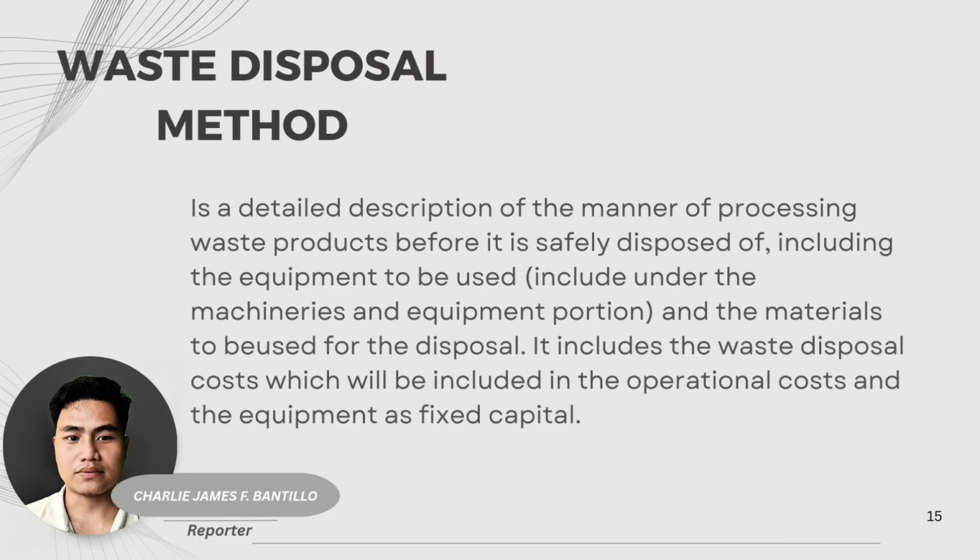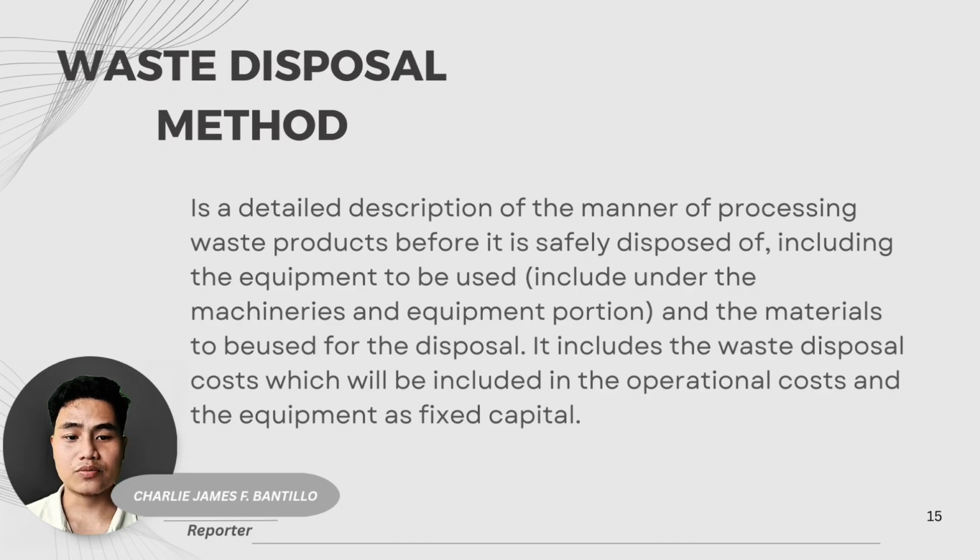Waste disposal method. Waste disposal method explains how the company handles its waste from production until it is safely thrown away. It shows the process, the tools, machines used, and the cost involved. So first is processing waste before disposal. Waste is not just thrown away directly. It must first be treated or processed so it will not harm people, animals, or the environment. For example, separating biodegradable and non-biodegradable waste, recycling, or treating chemicals before disposal.